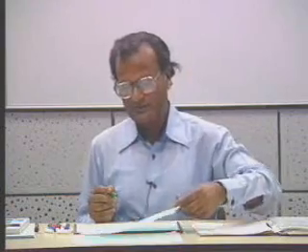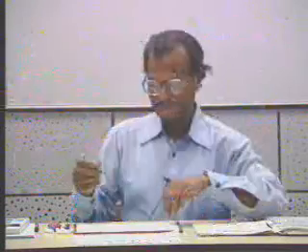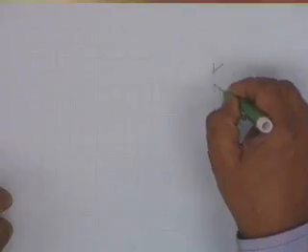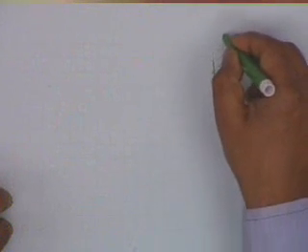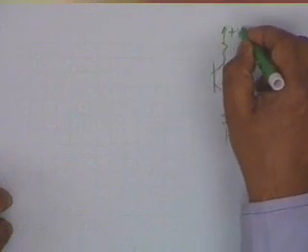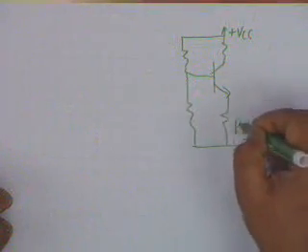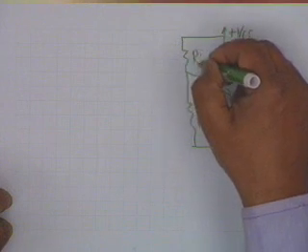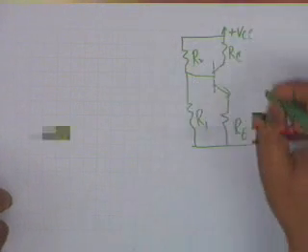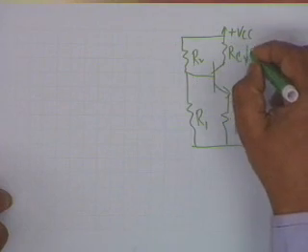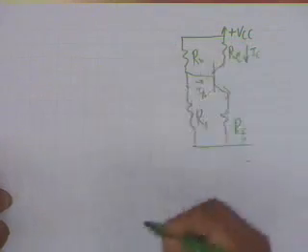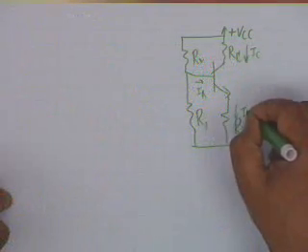In the process, you should remember, I will keep this circuit in the background: plus VCC, RE, R1, R2, RC, this is IC and this is IB, and this is IB plus IC. As many times as you draw it, the better.